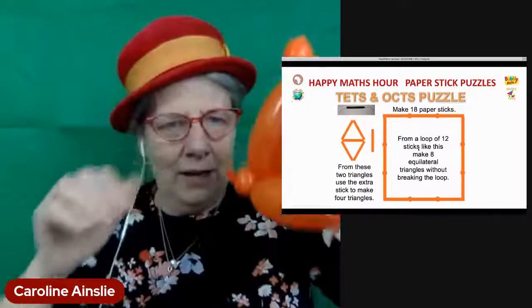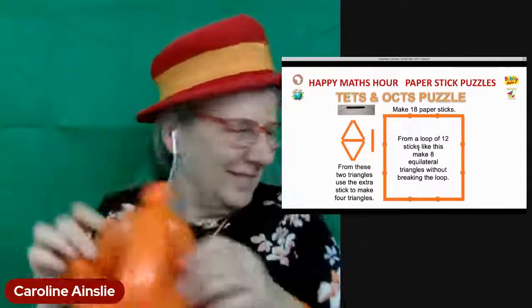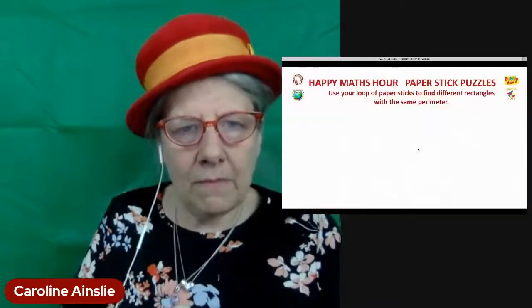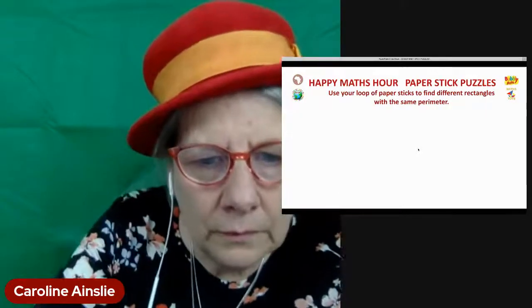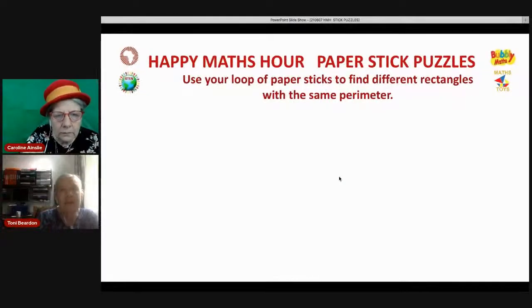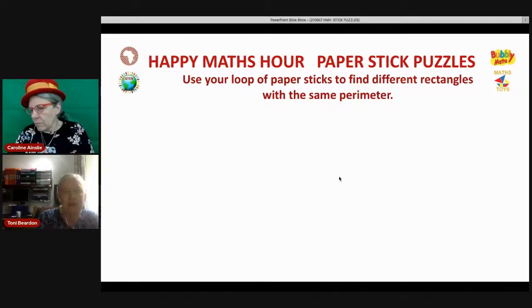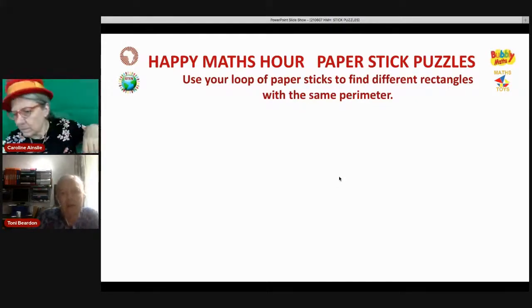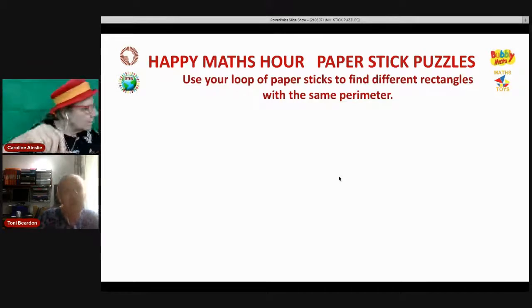Kerpow, and there you go. Okay, I've gone the wrong way. Now, if you've got a loop of paper sticks, can you use it to find different rectangles that have the same perimeter? You just got your loop, you don't break it, you just make different rectangles, and then we're going to look at some other shapes.